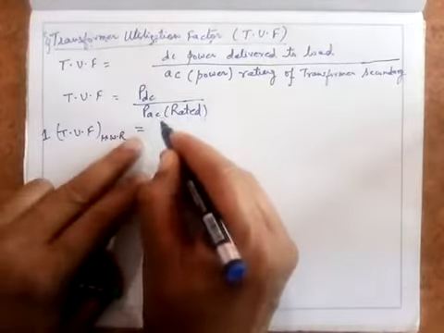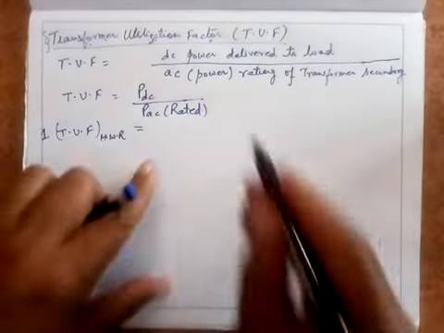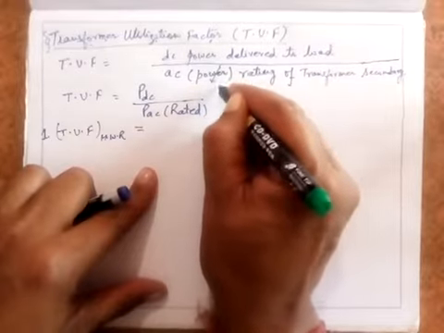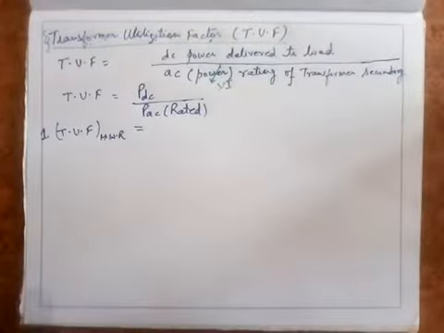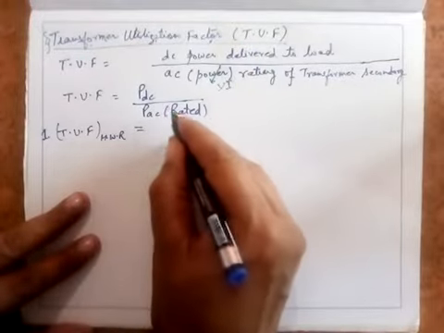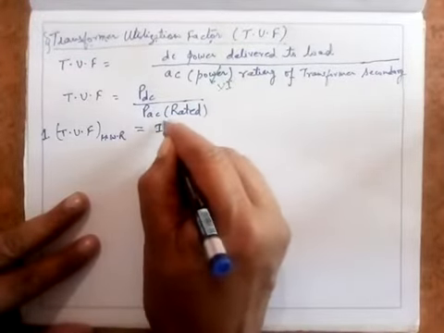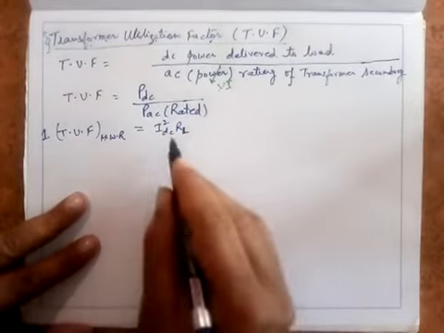I apply this, it is equal to PDC upon PAC. This PAC I always take as VI. This power rating we generally take as the VI rating, the voltage and current rating of this. This is PDC upon PAC. PDC, of course you know, is IDC square into RL. We have done this many times while calculating the efficiency also.